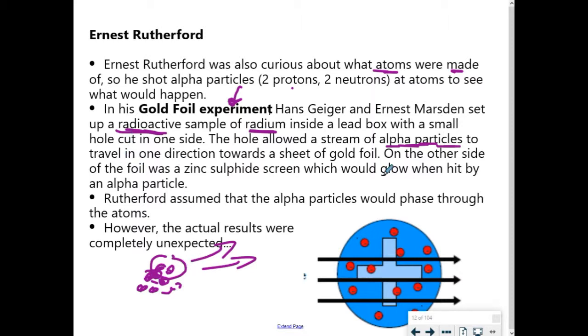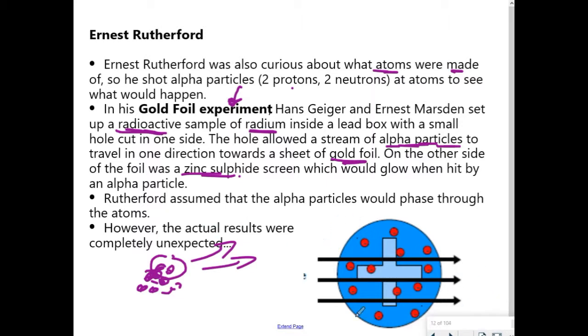He shot the alpha particle towards a sheet of gold foil. And on the other side of the foil, there was some zinc sulfide. Whenever zinc sulfide is hit by alpha particles, it glows. So basically, as he shot these particles at gold foil, if the particles went through the gold, they would then make light hit on the other side. Now, at first, Rutherford assumed that alpha particles would phase right through the atoms. He had good reason to believe that.